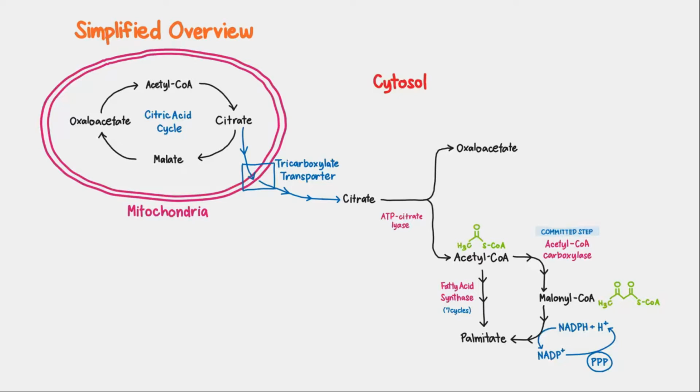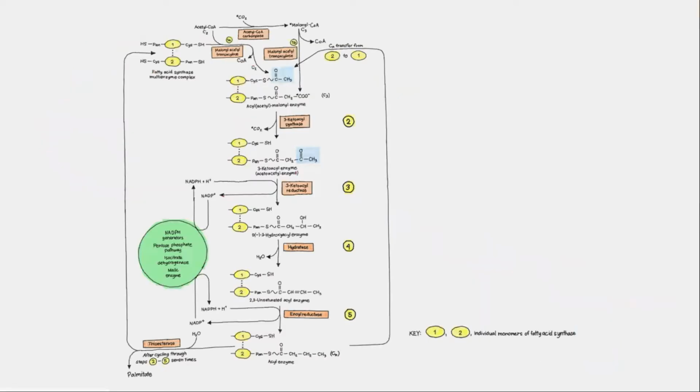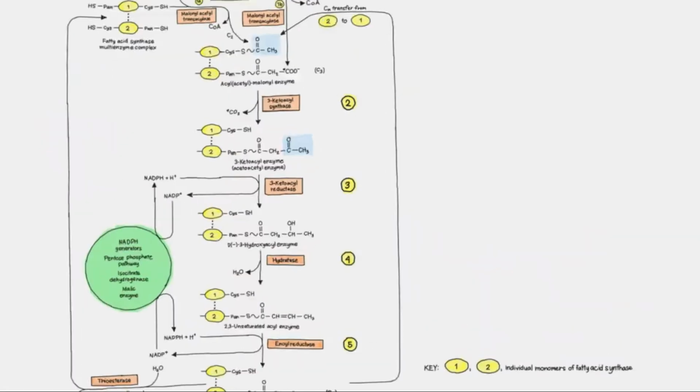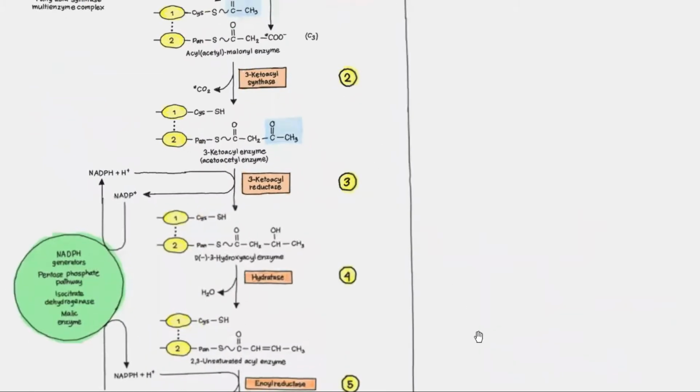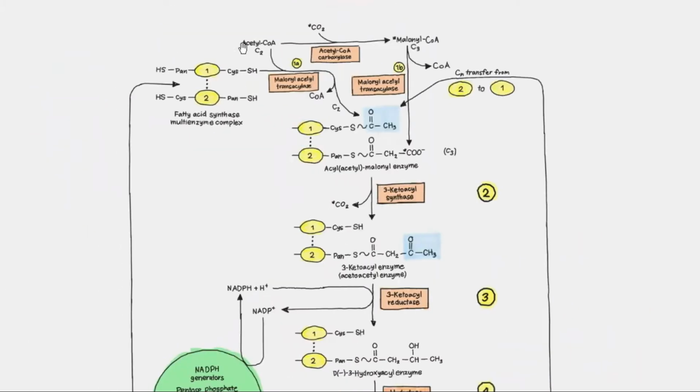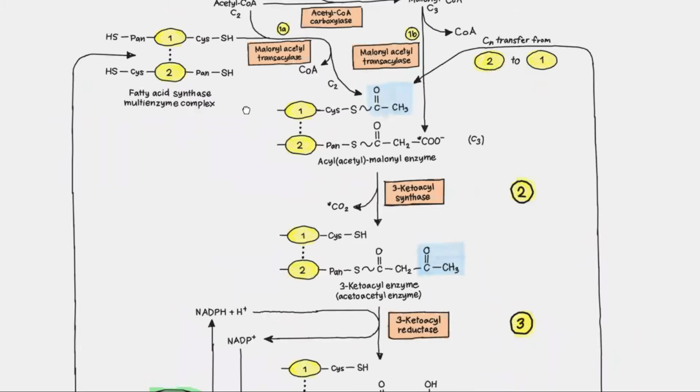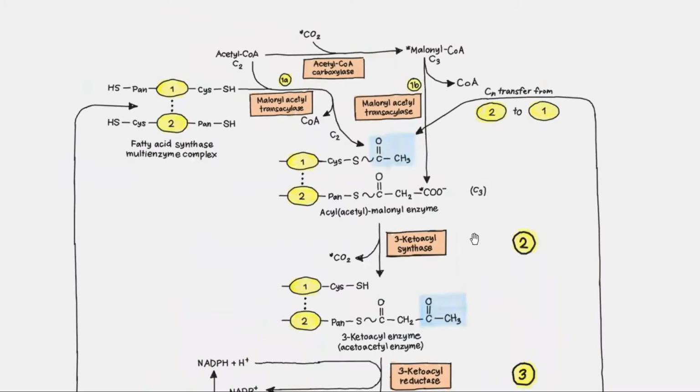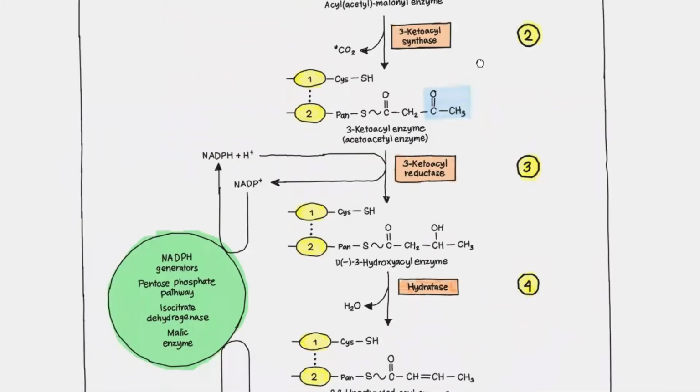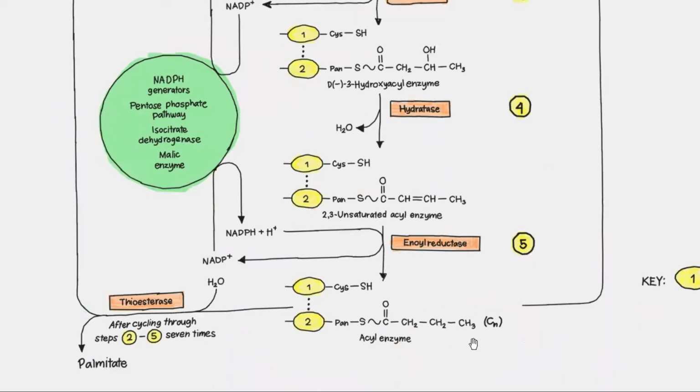Now, this is the comprehensive overview of our lipogenesis. So let me zoom in for you. As you can see here, our initial precursors are acetyl-CoA and malonyl-CoA. And through steps in lipogenesis, the fatty acid chain will form. And then the process of lipogenesis will happen for 7 cycles until this acyl chain contains 16 carbon units, corresponding to our product palmitate.